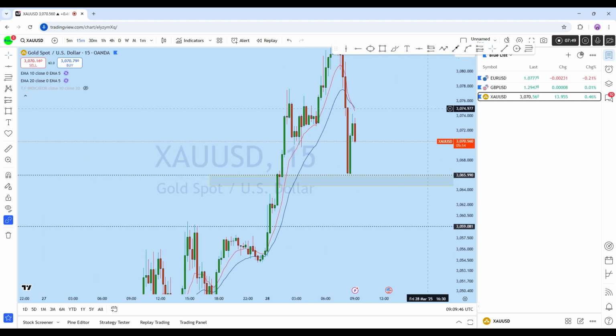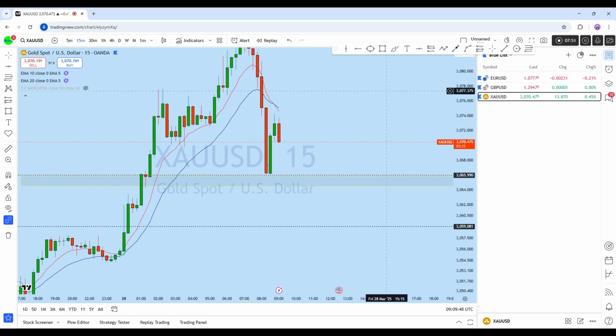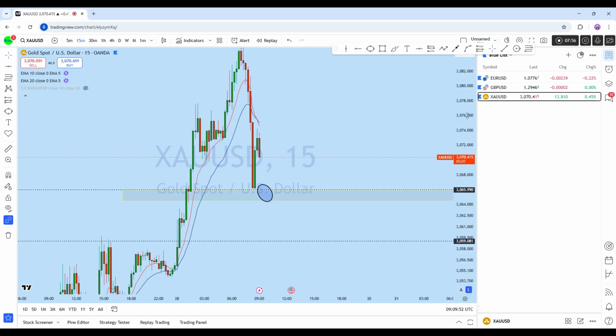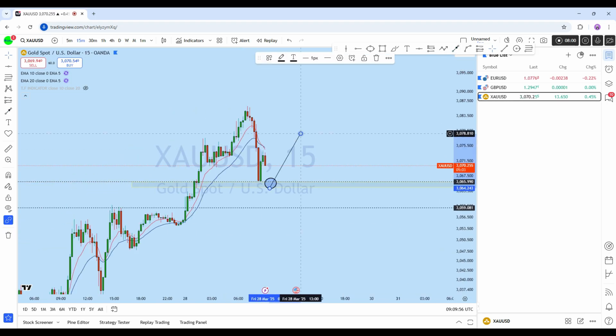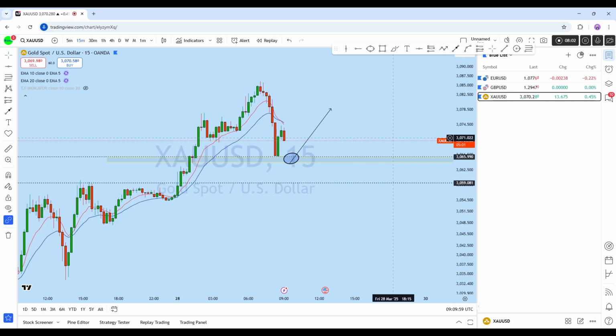We will be looking at the lower time frame price action for a potential bullish opportunity. If we see the market getting a rejection from this level in this long-term bull market, we will be looking to go long with a high probability trade setup.